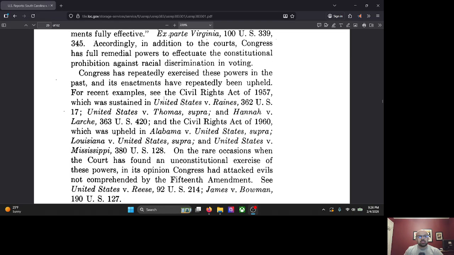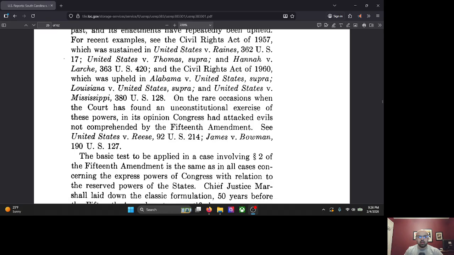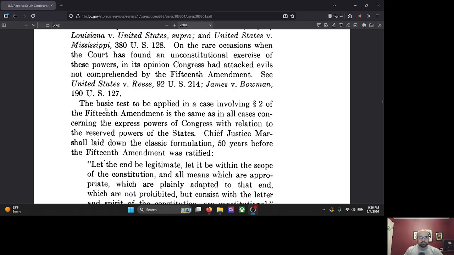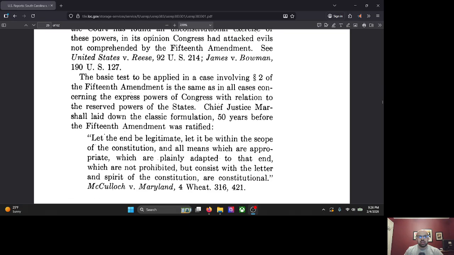For recent examples, see the Civil Rights Act of 1957, which was sustained in United States v. Raines. On the rare occasions when the court has found an unconstitutional exercise of these powers, in its opinion, Congress had attacked evils not comprehended by the 15th Amendment. The basic test to be applied in a case involving subsection 2 of the 15th Amendment is the same as in all cases concerning the express powers of Congress with relation to the reserved powers of the states.